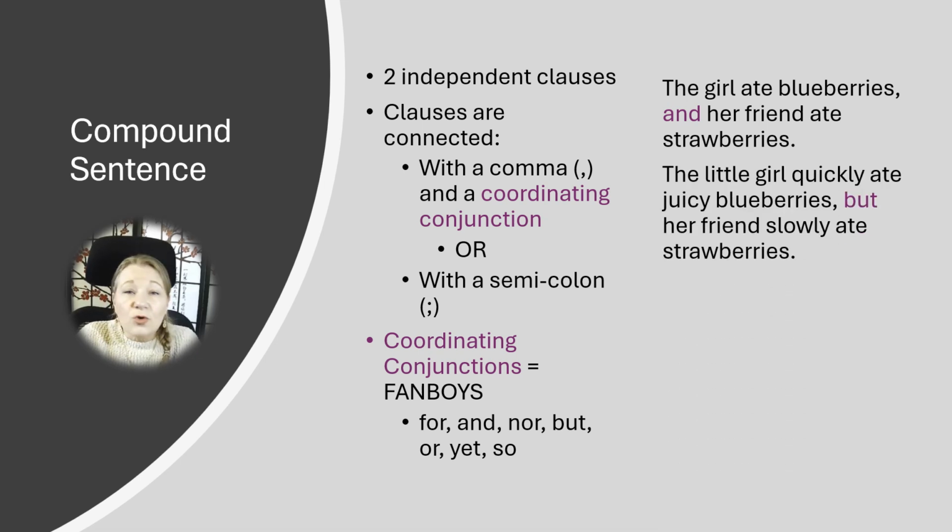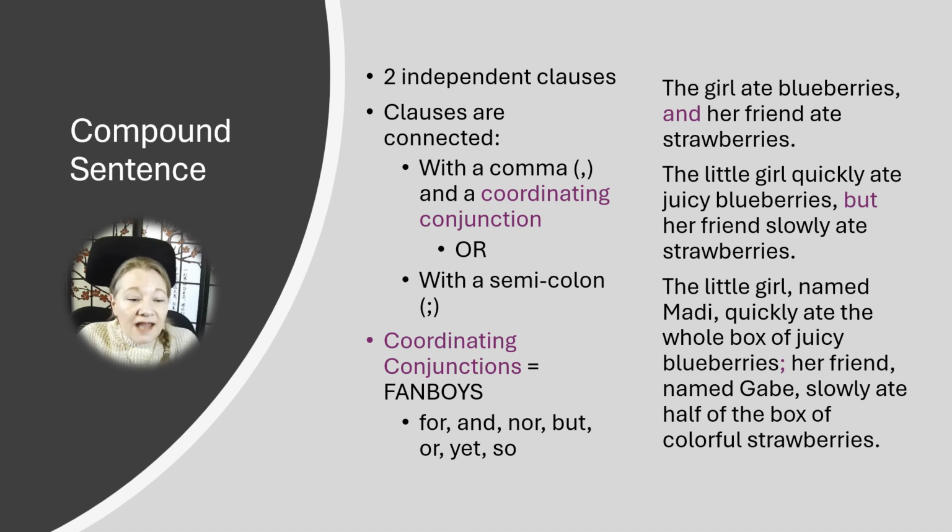The little girl quickly ate juicy blueberries, but her friend slowly ate strawberries. You could still add in those descriptive adverbs and adjectives, and it's still a compound sentence. Two independent clauses in this one put together with but as the coordinating conjunction, and you've got to have a comma if you're putting together two independent clauses.